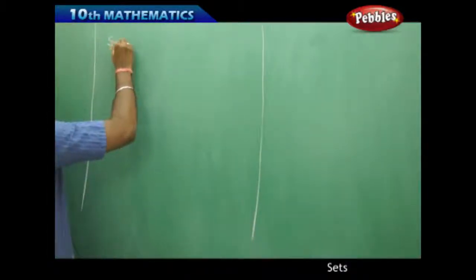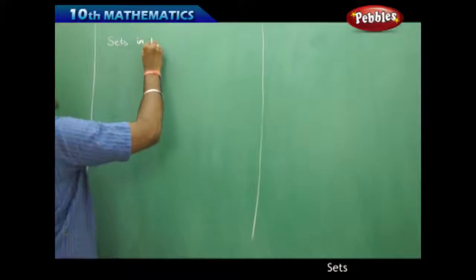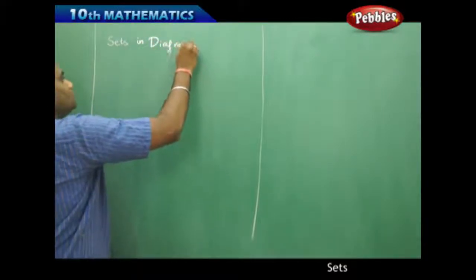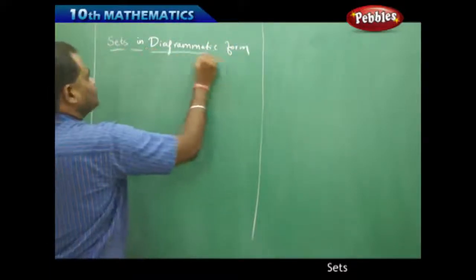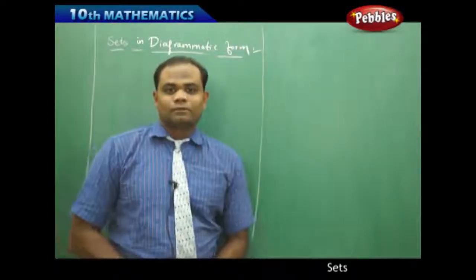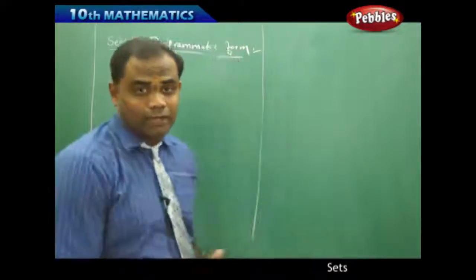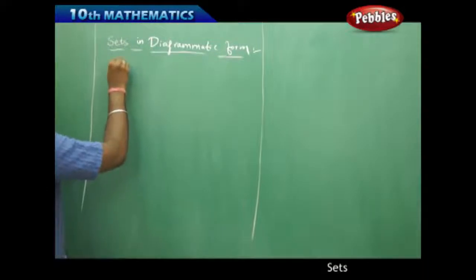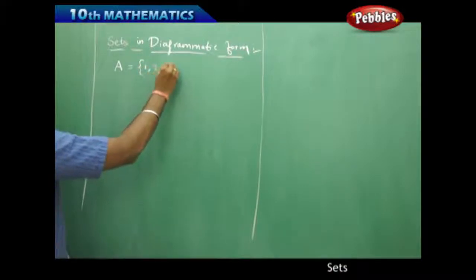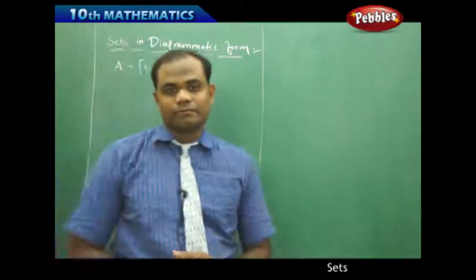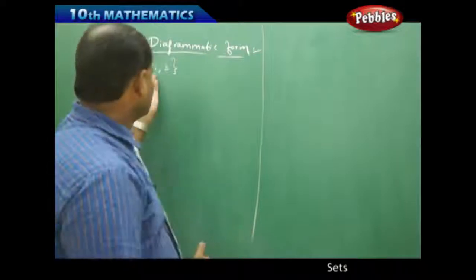So there are different rules through which we take sets in diagrammatic form. Firstly, we know that a set is generally denoted with the capital letters of the English alphabet. So for example, I take the set A to be this, and let me consider the elements inside the set as, say, 1, 2 and 3. So we clearly know that the number of elements in this set is 3, the elements being 1, 2, 3.